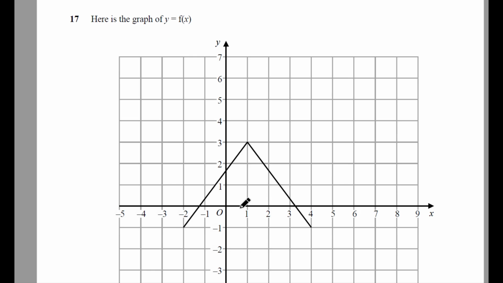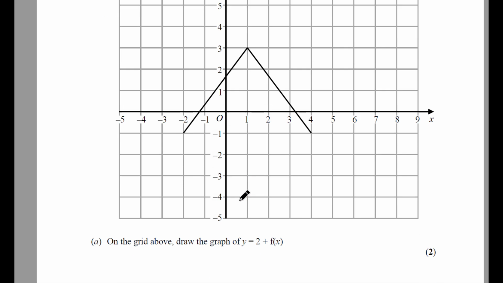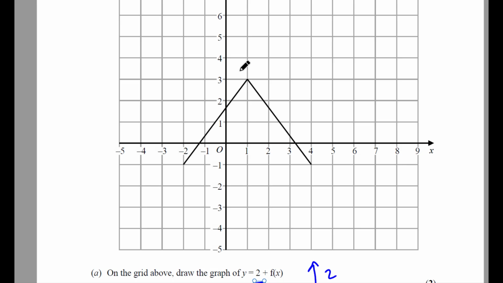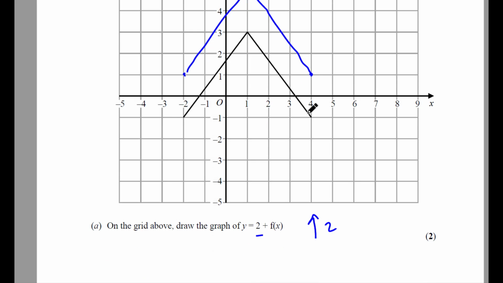Here's a graph y equals f of x. On the grid, draw the graph of y equals 2 plus f of x. 2's on the outside. If it's on the outside, it's going to translate everything up 2. So just use your 2 reference points. That's clear, that's up 2. Up 2. Use a ruler. That is a nice 2 marks.